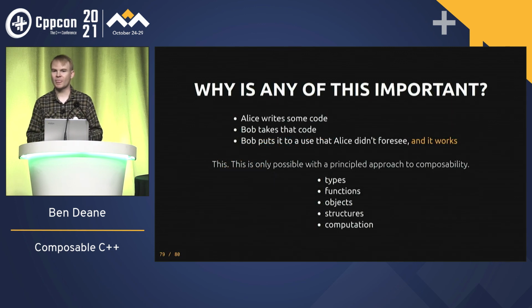So in the end, why is any of this important? Well, it's where I started. Alice writes code, gives it to Bob. Bob uses it for something Alice didn't need to think about, but it still works, right? And the reason it works is because Alice wrote the code with a principled approach to composability. This is all of programming. Beautiful composition comes directly from the properties that we recognize on types, on functions, on objects, on patterns, that are leveraged through the code from the lowest level up to the highest level.